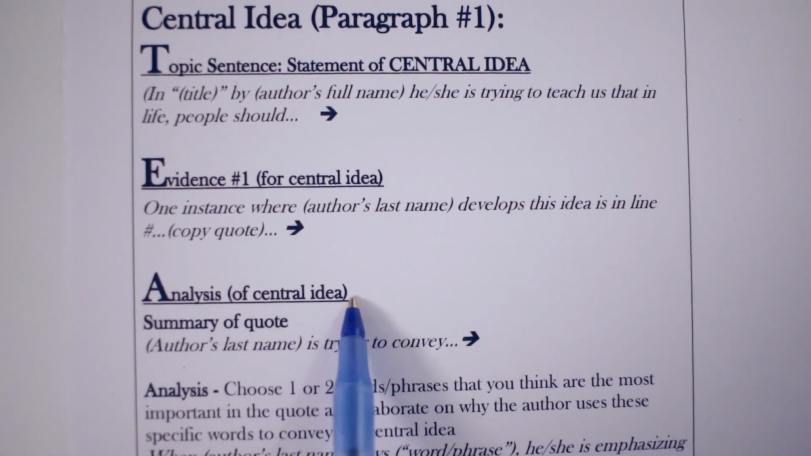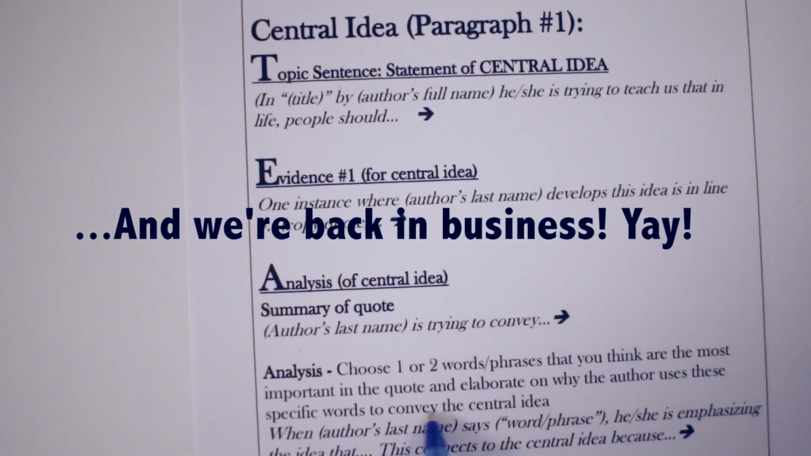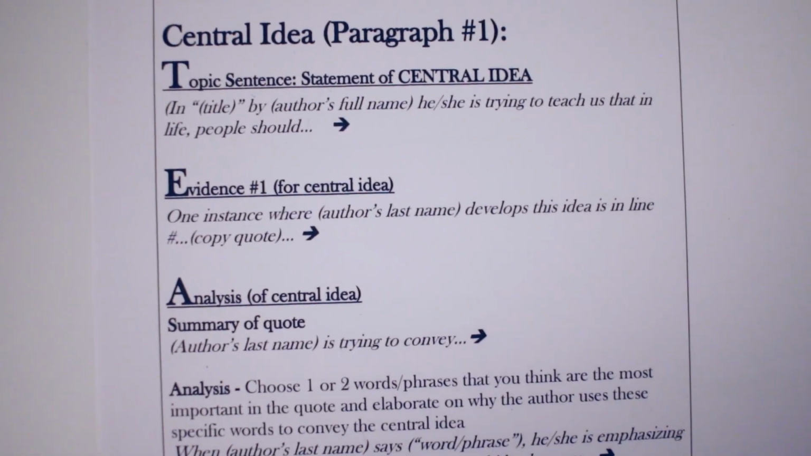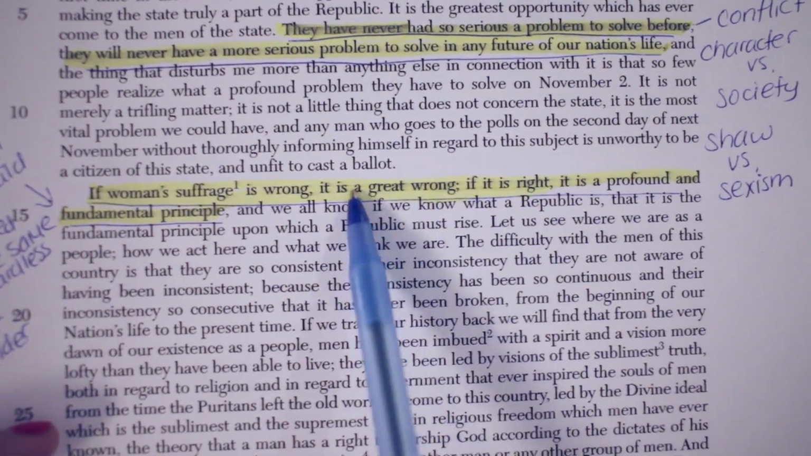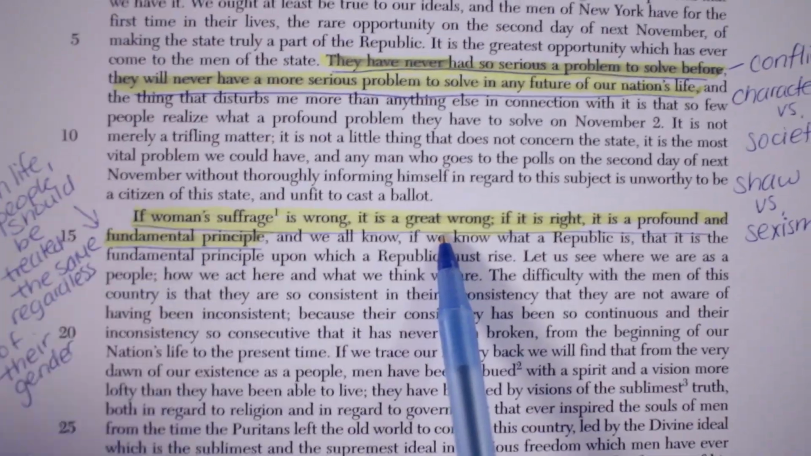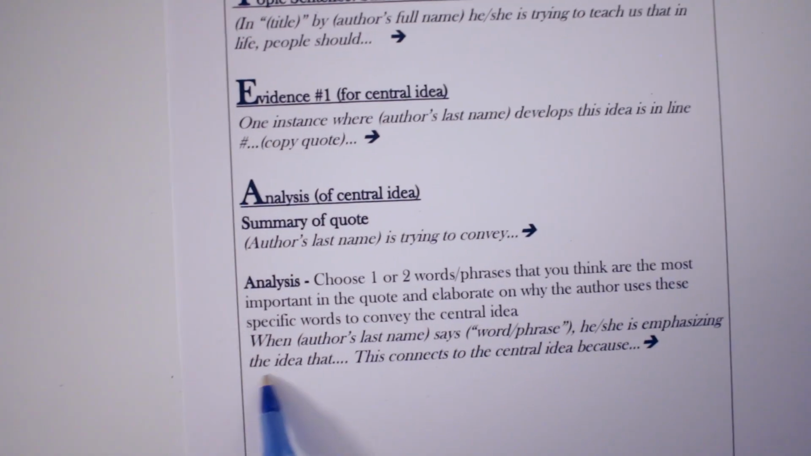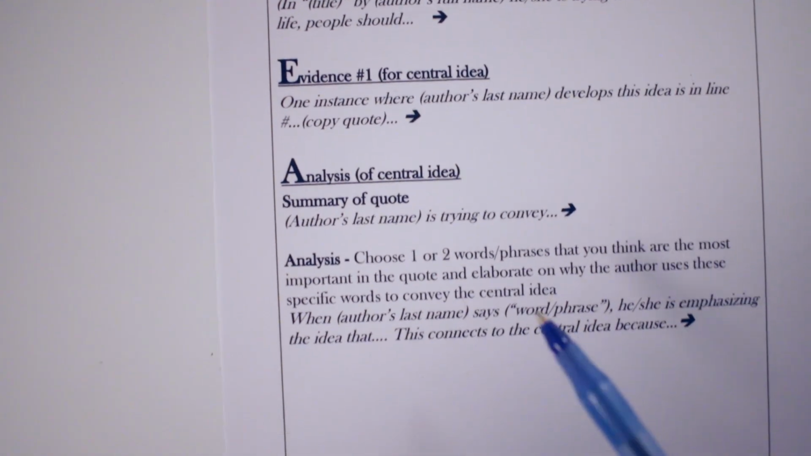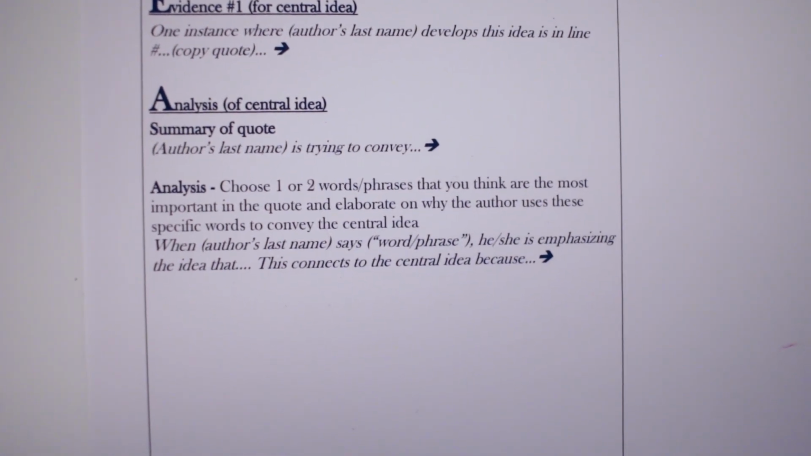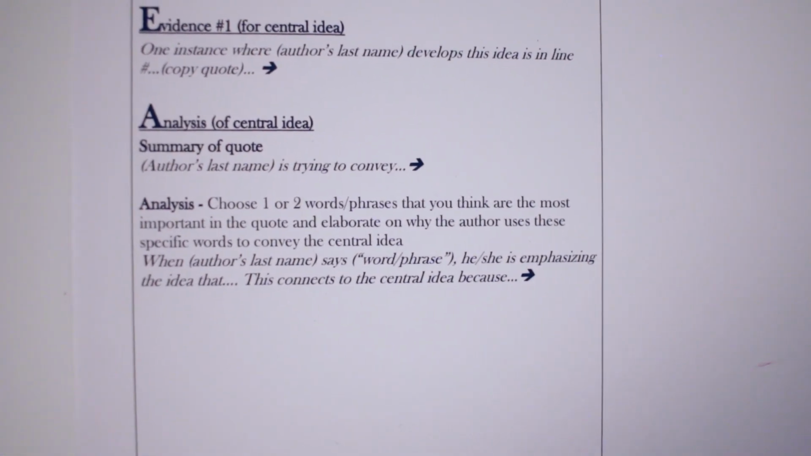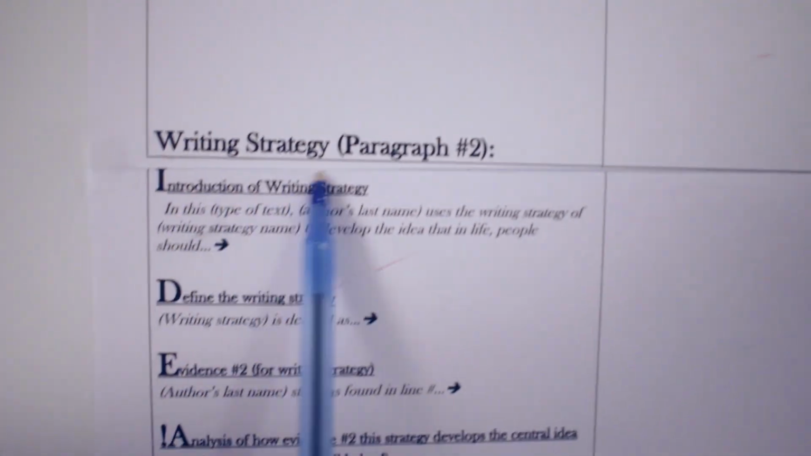A would be analysis of the central idea. You would summarize the quote, so Shaw is trying to convey that, or this means that, and then you would analyze it. You would choose one or two words that you think are the most important in the quote and elaborate on why she uses these specific words to convey the central idea. So maybe something that you could choose is "great wrong," because I think that is kind of the most charged words in that quote. She is emphasizing the idea that, so why does she say "great wrong"? And then you would say this connects to the central idea, bring it back to your central idea and how the evidence connects to that.